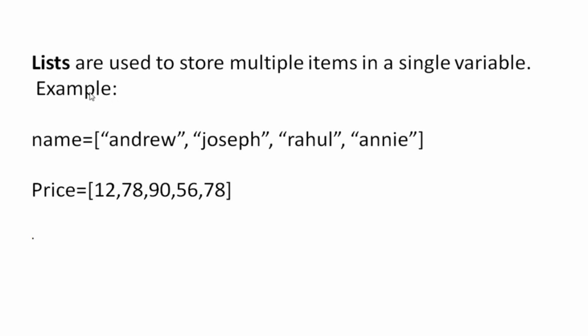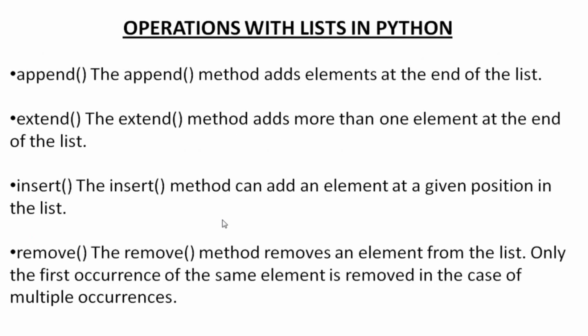So here I have taken one example. This is a list having multiple data. These are all string data and they are kept inside box bracket. Now this is a numeric data. Okay, this is a numeric list having these data items 12, 78, 90, 56 and 78, and they are kept inside box bracket. So what are the operations we can do with list?